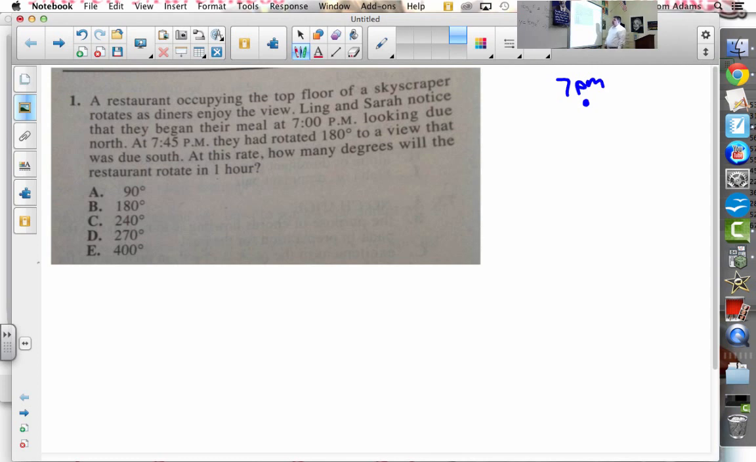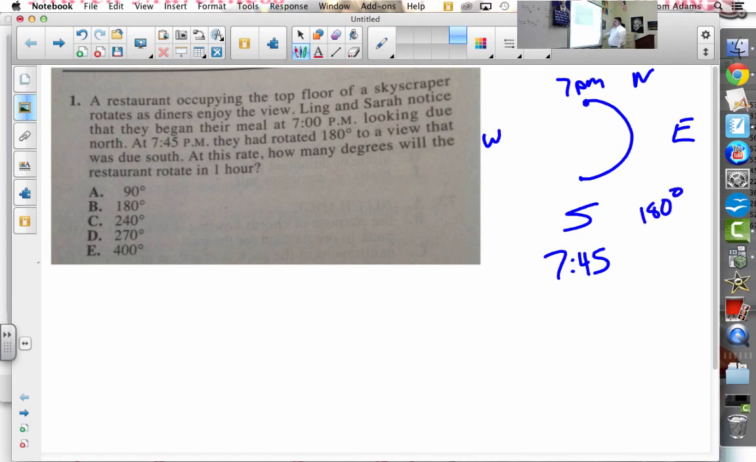So this is a restaurant that's on the top floor of a skyscraper. So it rotates around and now it's facing due south. So if this is north and then this is south and then this is east and then this is west. Now the time here is 7:45 p.m. So it took 45 minutes to go 180 degrees.